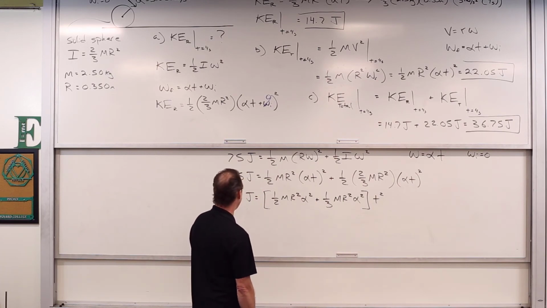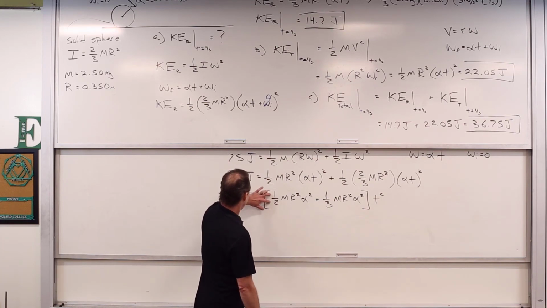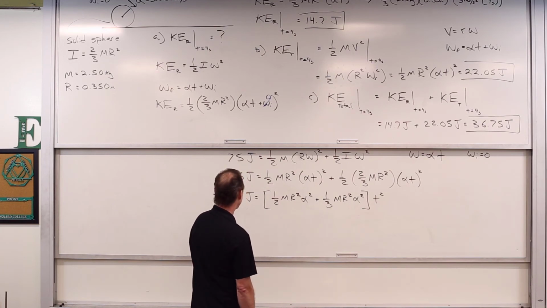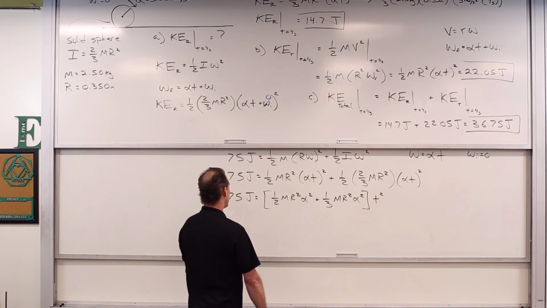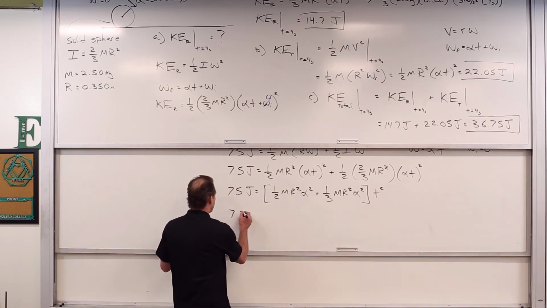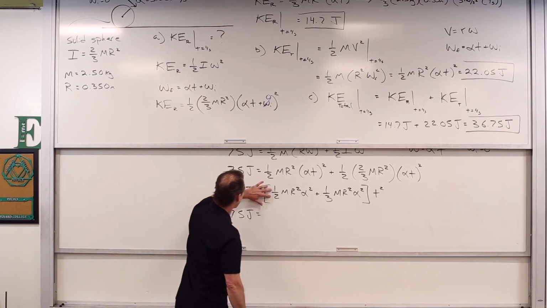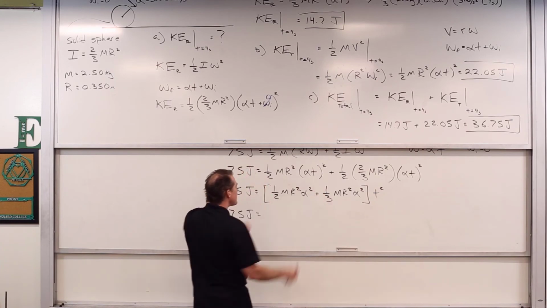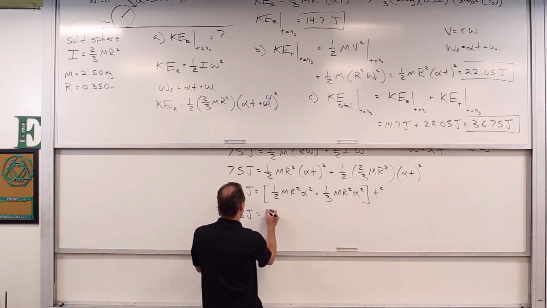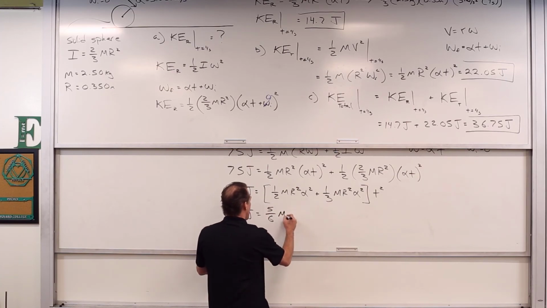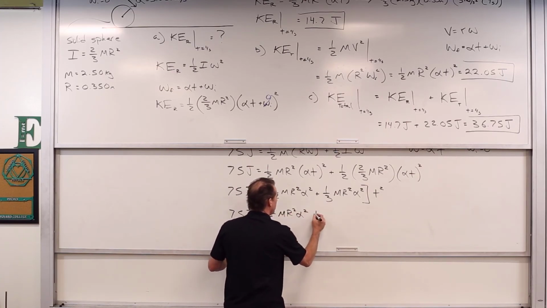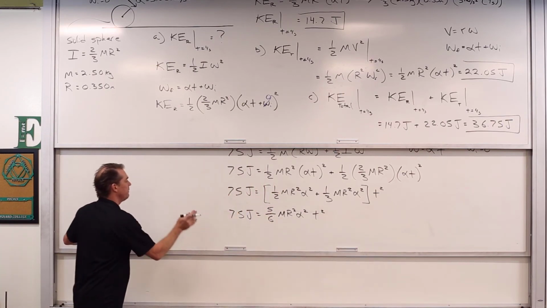So what can we do here? We can call this 3/6 and 2/6, 5/6, 1/3 and 1/2. 5/6 m r squared alpha squared times t squared, 75. So 75 joules is equal to 1/3 plus a 1/2. We got 3/6 plus 2/6, which gives us 5/6. So we can write this as 5/6 m r squared alpha squared t squared. We want to solve this out for t. Let's just do that.